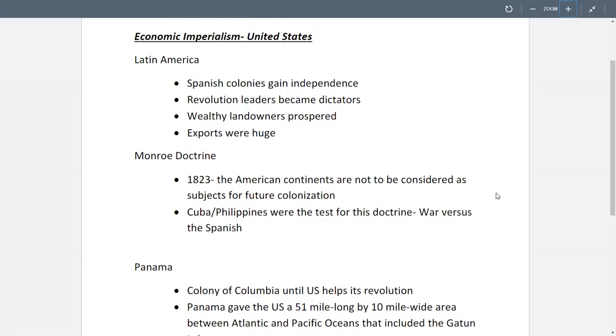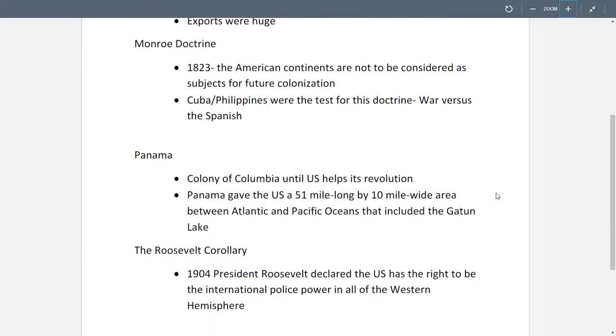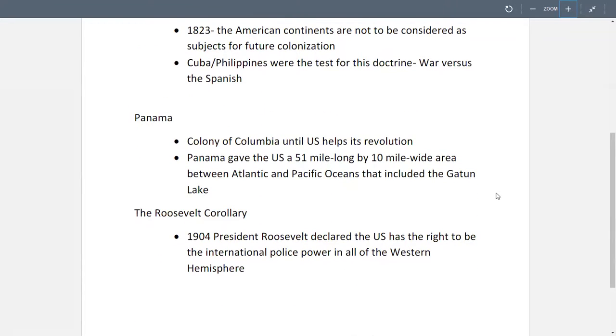Cuba and the Philippines were the best test for this doctrine, as the war against the Spanish forces the Spanish out of this hemisphere in terms of Cuba, and that's how we take control of the Philippines. You also have Panama as an example of a colony in which the United States helps fight a revolution and gain its freedom, and in return, Panama gives the United States a 51-mile long by 10-mile wide stretch of the isthmus between North America and South America to build the Panama Canal.